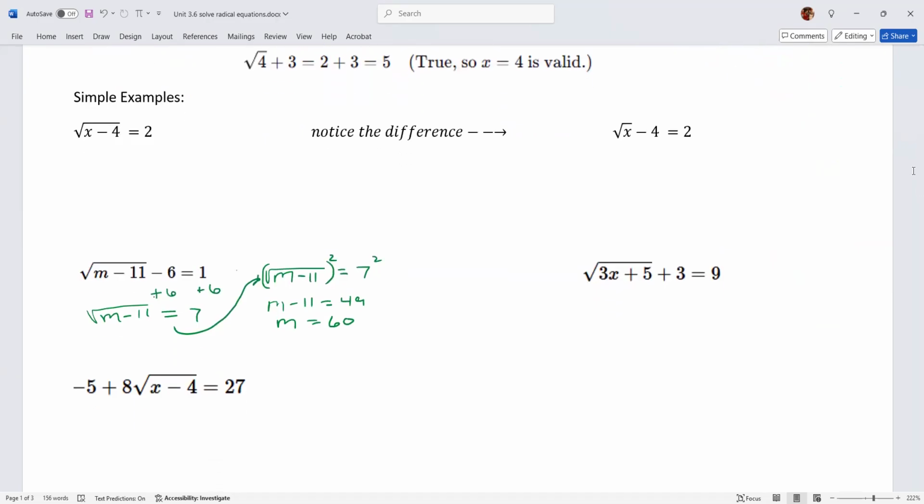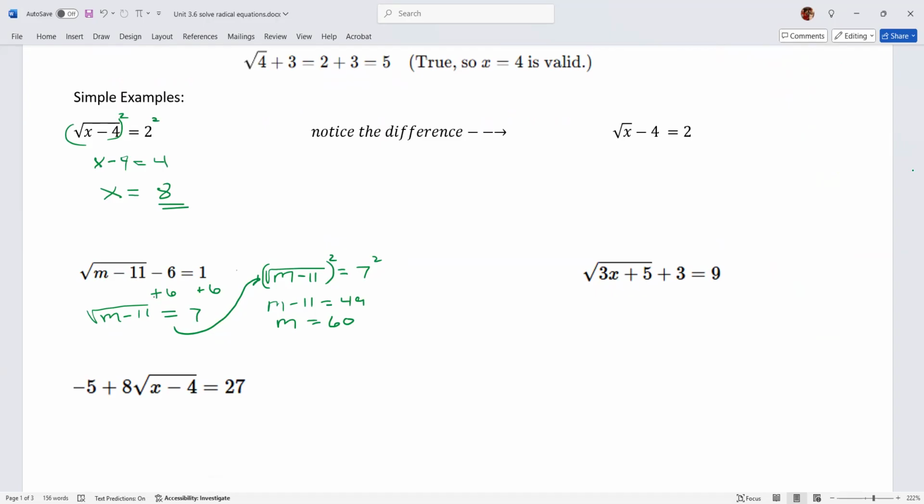This first example here, I'll just do, it's real simple. The radical is isolated already, so if I square both sides, then what do I get? I get x minus 4 is equal to 4. Add 4 to both sides, I get x is equal to 8. Let me check the solution. Well, 8 minus 4 is 4. Square root of 4 is 2. It is equal to a positive number, so I'm good to go.